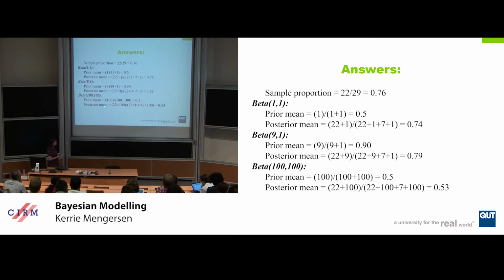But when we've got a beta 100-100, we actually move much closer to the prior mean, because it's like having those extra observations, much more strength in our prior. So it's just a way of demonstrating the relative importance of our prior compared to our data.